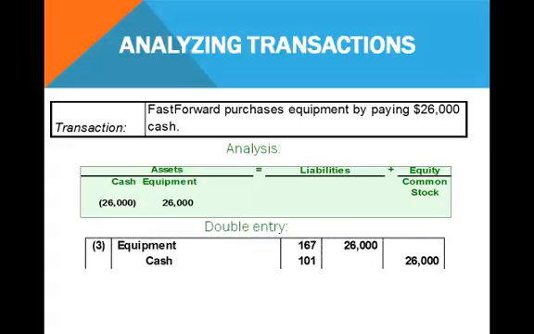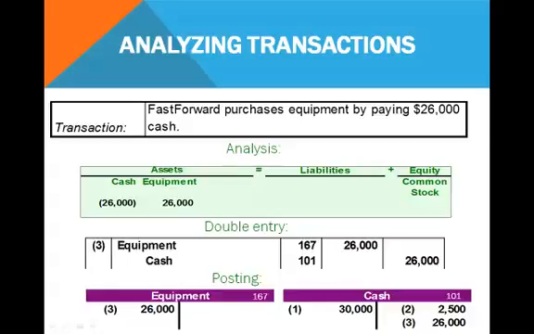So we debit equipment for $26,000 and we credit cash for $26,000. We've exchanged cash in order to get equipment, one asset for another. The general ledger account for equipment is increased by $26,000, so it's placed on the debit side. The cash account, an asset, is decreased by $26,000, so the amount is placed on the credit side of the general ledger account.